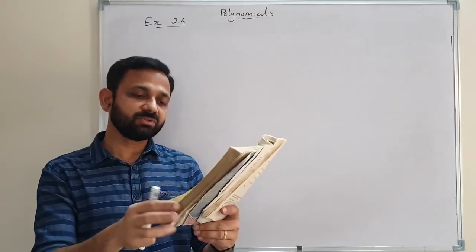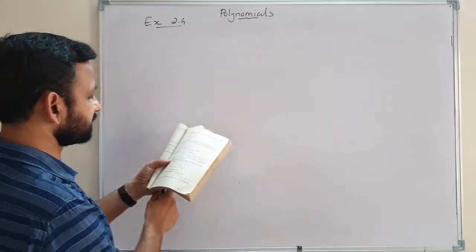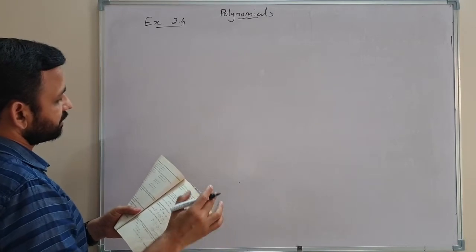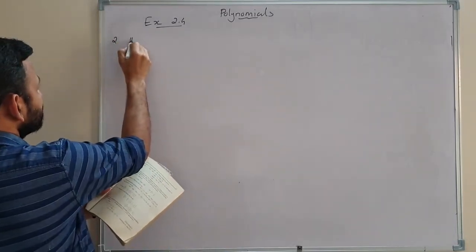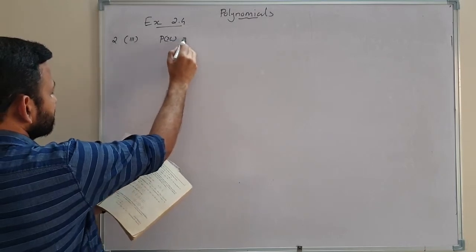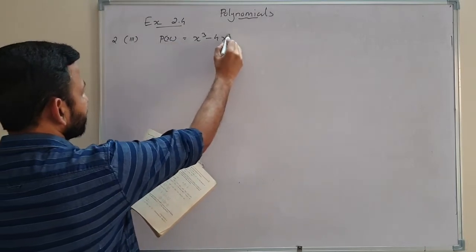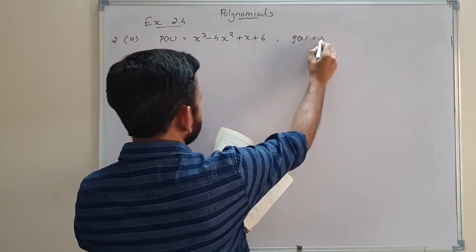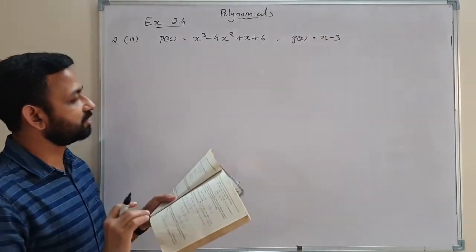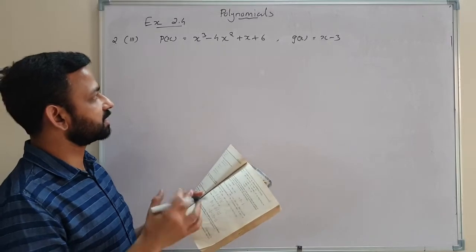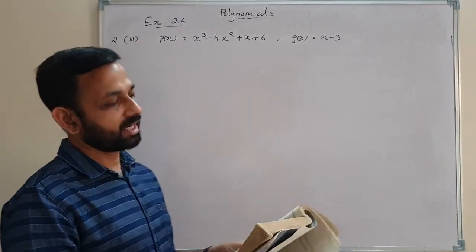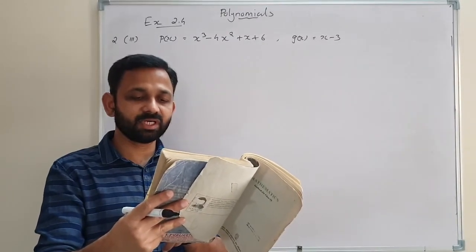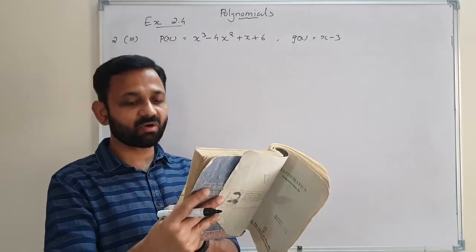Use the factor theorem to determine whether g of x is a factor of p of x in each of the following cases. We have 3 questions. I will explain the third part. Question number 2, third part. p of x is equal to x cube minus 4x square plus x plus 6 and g of x is equal to x minus 3. And here the question is, use the factor theorem to determine whether g of x is a factor of p of x.